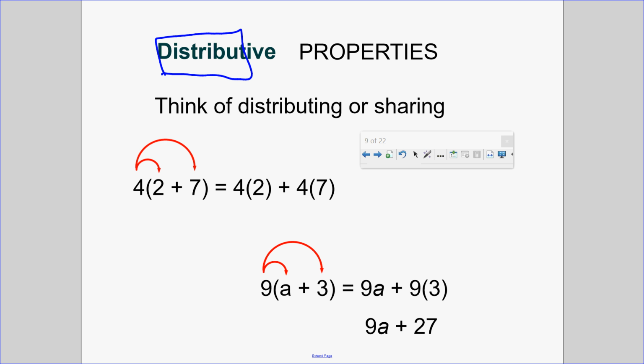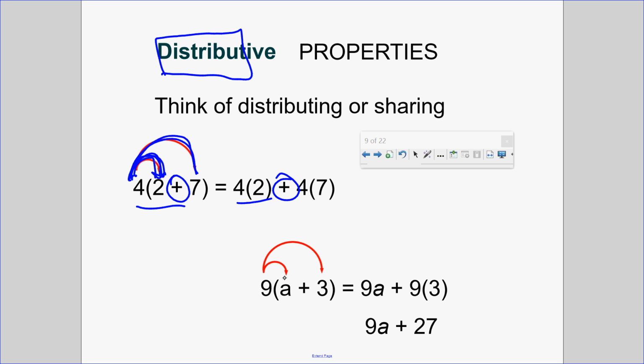So we see in this example, it says 4 times the quantity of 2 plus 7. So it's saying 4 times 2, or 4 groups of 2, plus 4 groups of 7. And that's how we got that one. So you're distributing the 4 to the 2 and the 4 to the 7. Let's look at the next example.